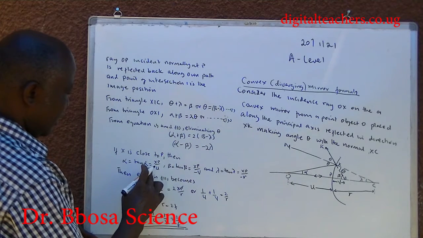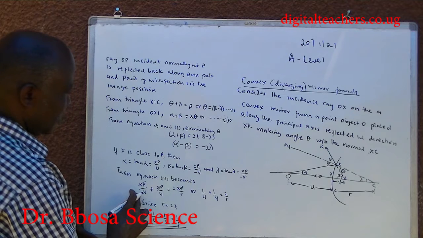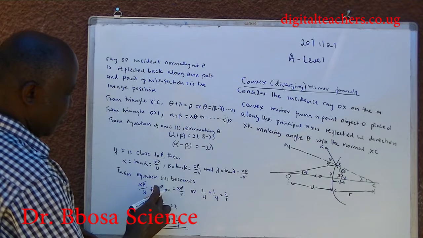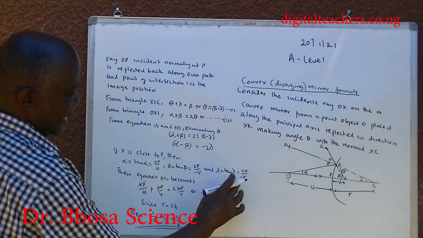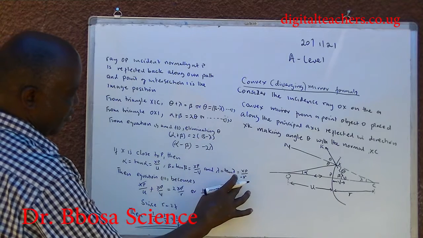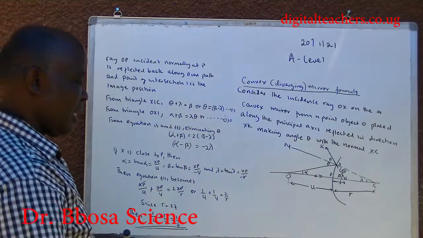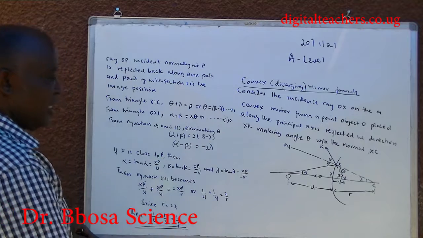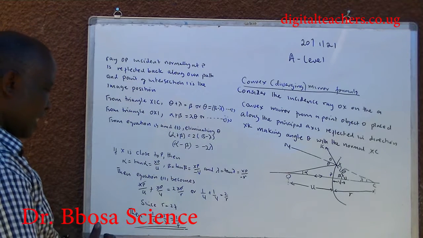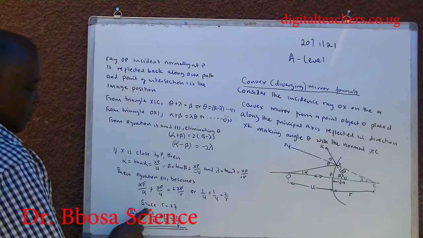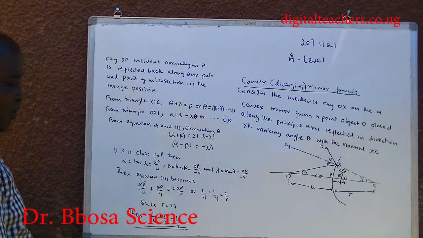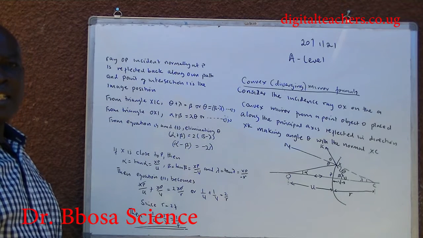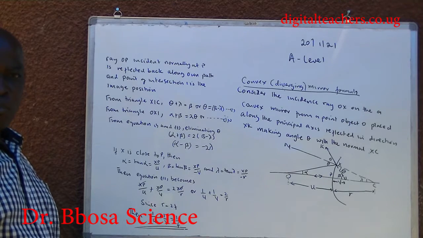Substituting alpha is equal to xp over u, beta, but is negative, so the negative will cancel. You have xp over v will be equal to 2xp over r, or 1 over u plus 1 over v is equal to 2 over r. Since r is equal to 2f, then 1 over u plus 1 over v is equal to 1 over f. The same equation as for the concave mirror.